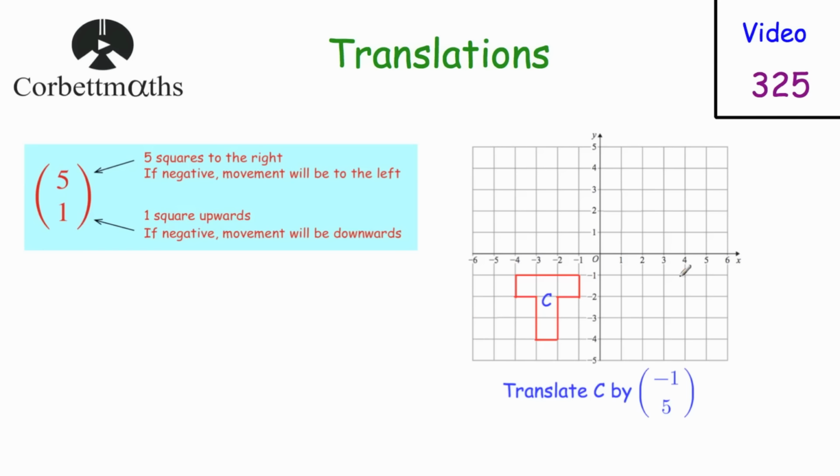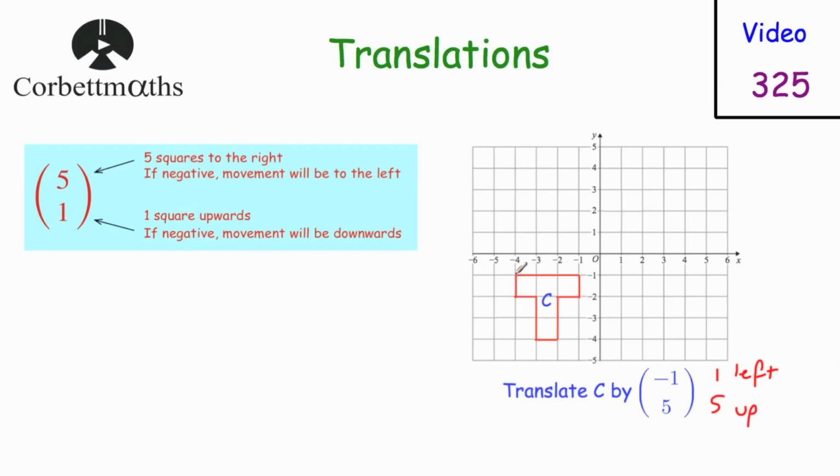So here we've got a typical question, and we've got a little shape. It's a little T shape, and the shape's called C, and we've been asked to translate shape C by -1, 5. That will mean 1 square to the left, because it's negative, it's going to go to the left, so 1 left, and then we've got a 5, that's going to mean 5 up. So we're going to move the shape 1 square left and 5 squares up.